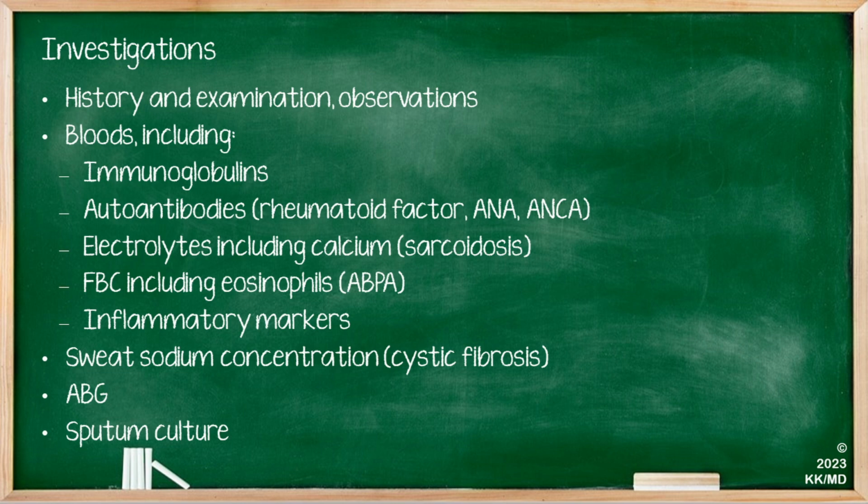You would do an arterial blood gas, especially if the patient is hypoxic. And you would, of course, move on to do a sputum culture, because remember, the key is to exclude infection in these patients, and obviously having a sputum sample and culture will help you target your antibiotic treatment.